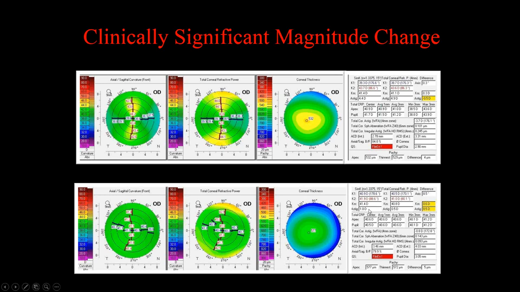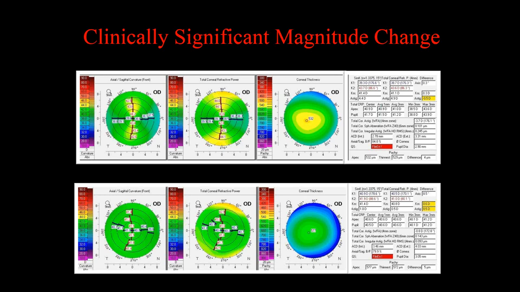Here is another case worth discussing. The SIMKs show 1 diopter of astigmatism. The total corneal refractive power shows only a half and about 8.5 degree difference. It depends on what your entry level of astigmatism is for toric IOLs. I know for some people it's 1.5 diopters, for some it's 1.25 or 1.